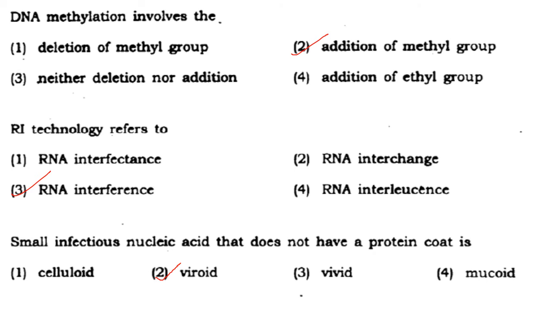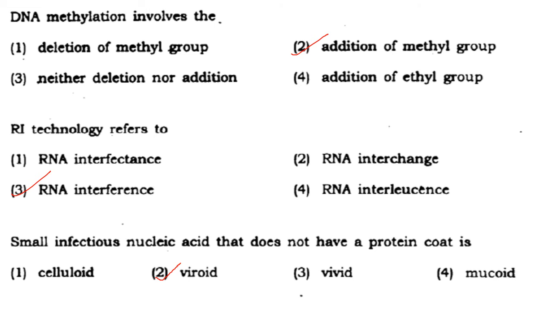Next one. DNA methylation involves option 1, deletion of methyl groups, 2, addition of methyl groups, 3, neither deletion nor addition, 4, addition of ethyl groups. Answer is option 2, addition of methyl groups. RNAi technology refers to option 1, RNA interfectants, 2, RNA interchange, 3, RNA interference, 4, RNA interleucinescence. Answer is option 3, RNA interference.